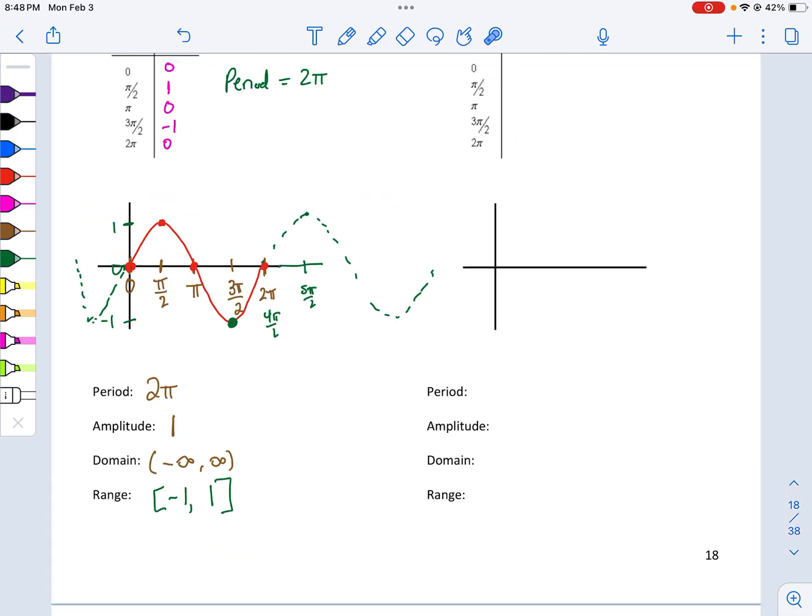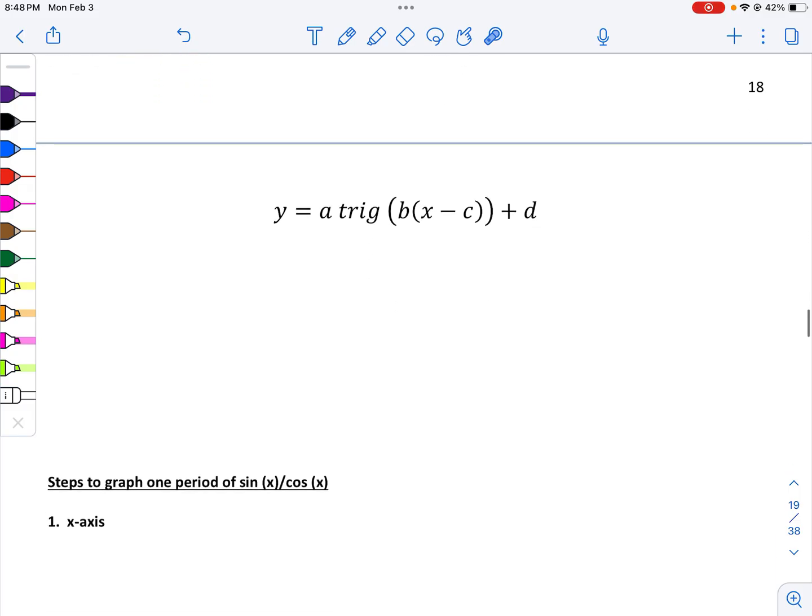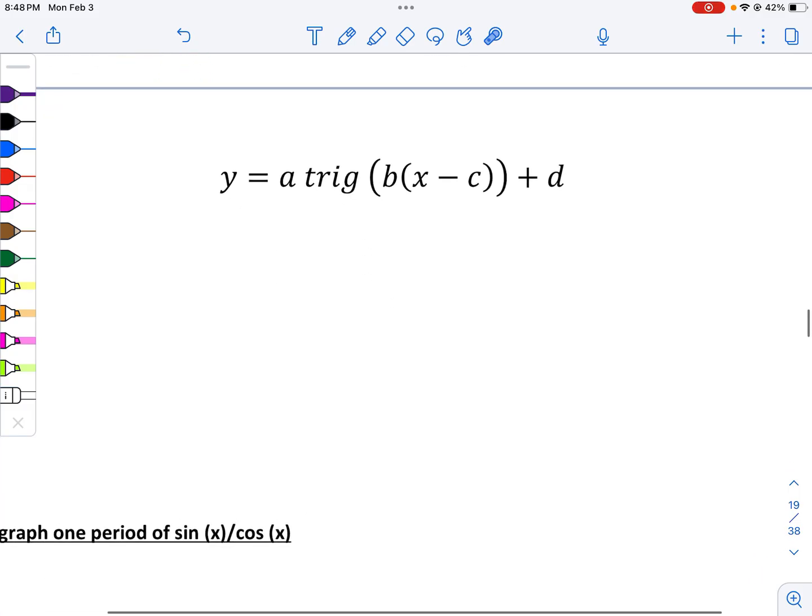pi. All right, so let's talk about what do these values do. It really doesn't matter. We've done this with functions. Now we're talking about if there's a sine or a cosine as a function instead of absolute values, square root, log, exponential. So all the A, B, C, and D always do the same thing no matter what function it is. So let's start with A.